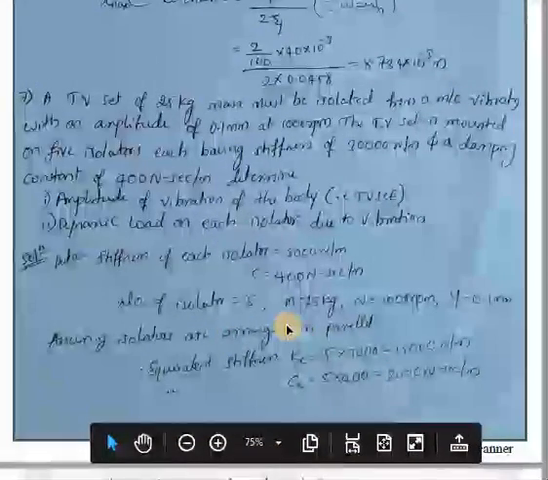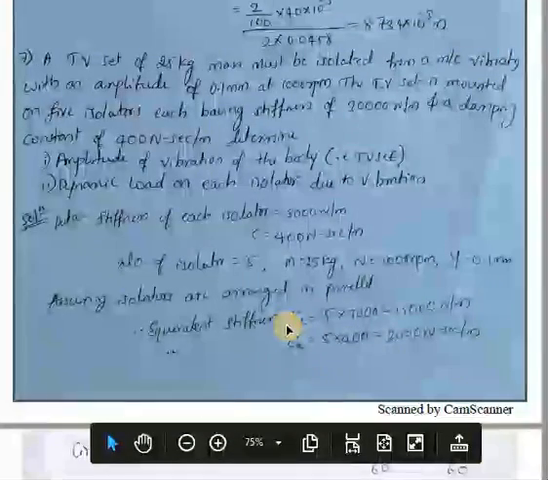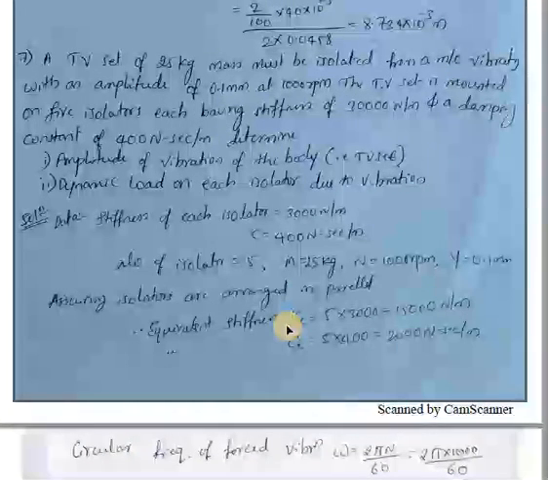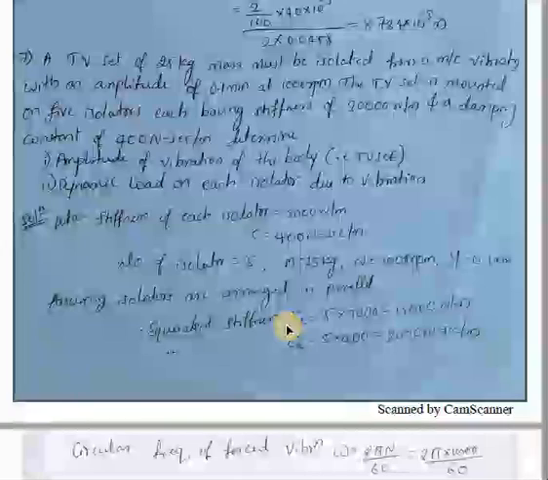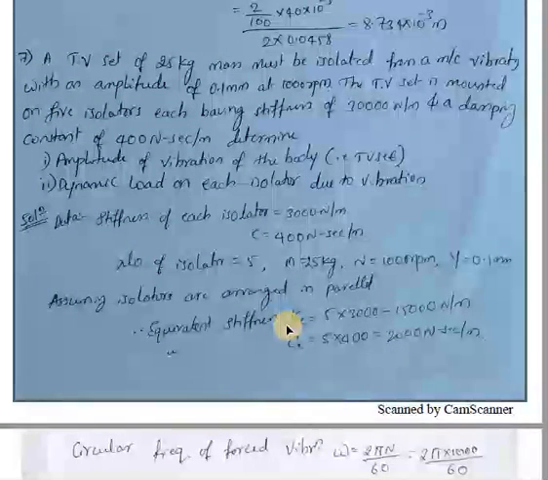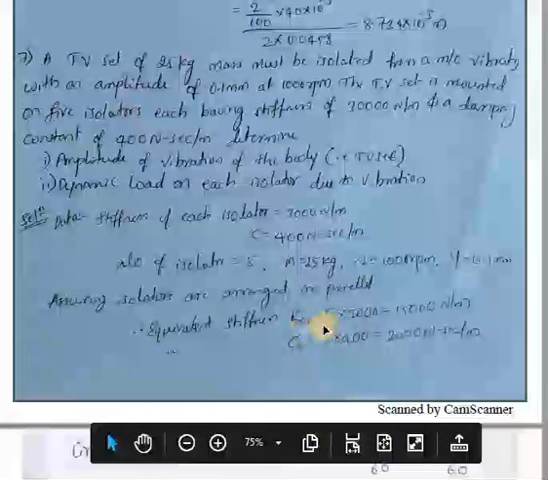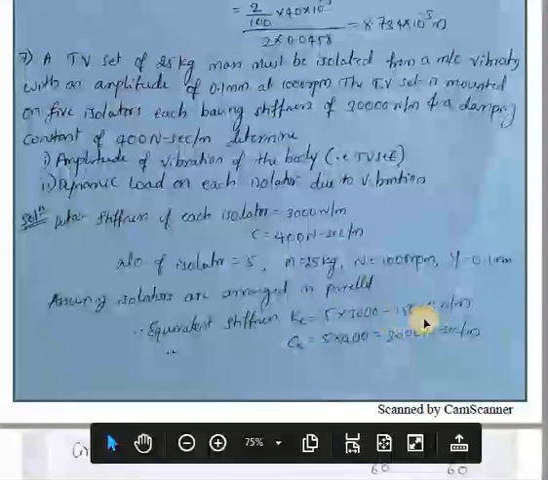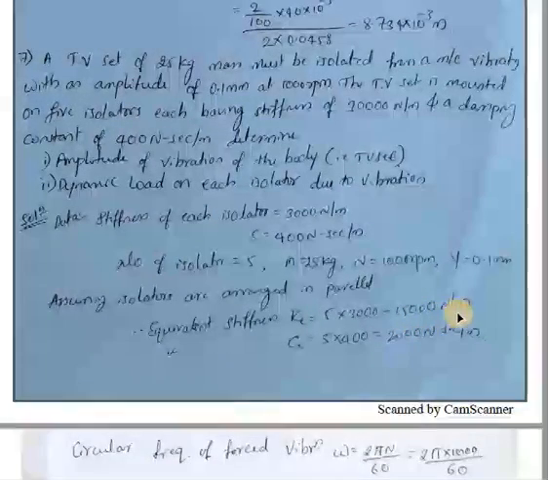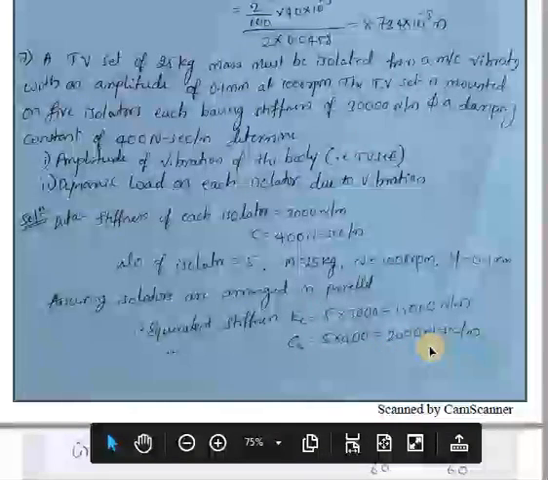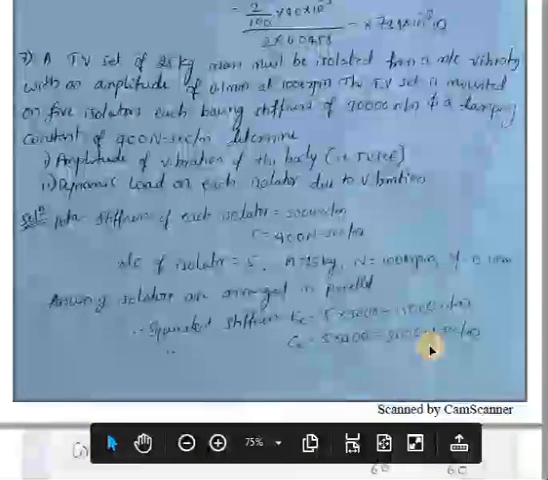So assuming that the isolators are arranged in parallel, we need to calculate the equivalent stiffness and equivalent damping coefficient, because the number of isolators is 5. In this statement it is not given as an equivalent stiffness or equivalent damping coefficient, so we need to consider the number of isolators also. So equivalent stiffness Ke will be 5 into 3000, that is 15,000 Newton per meter. Similarly, Ce is 5 into 400, that is 2000 Newton second per meter.